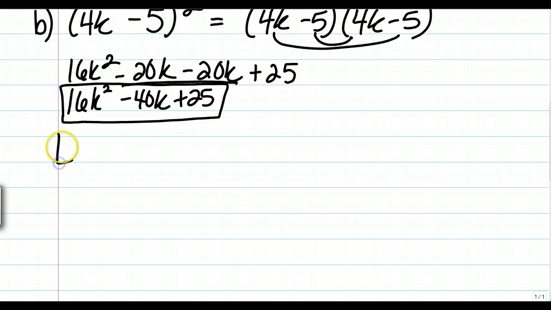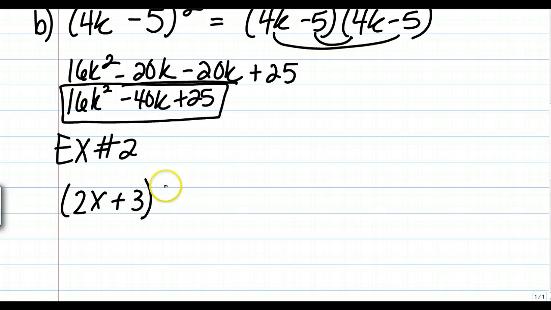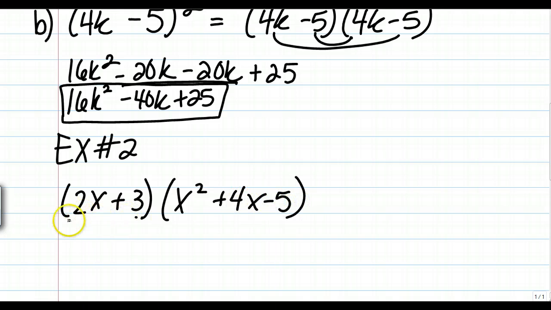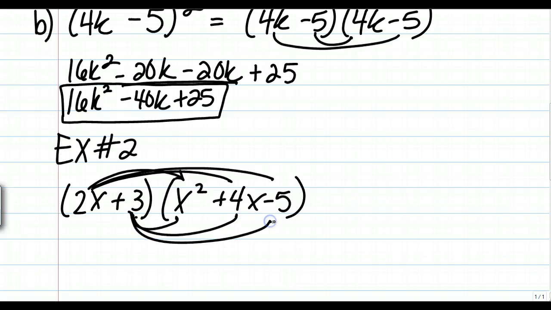I'm only going to do 2 more examples, and I think you'll have the hang of it, so short notes tonight. 2x plus 3 times x squared plus 4x minus 5. So you have a binomial, and then you have a trinomial because there are 3 terms. When you do a binomial times a trinomial, it's a lot like distributing. You have to distribute that 2x to each part, and then you have to distribute that 3 to each part.